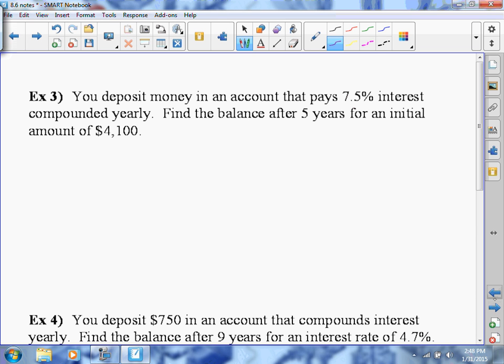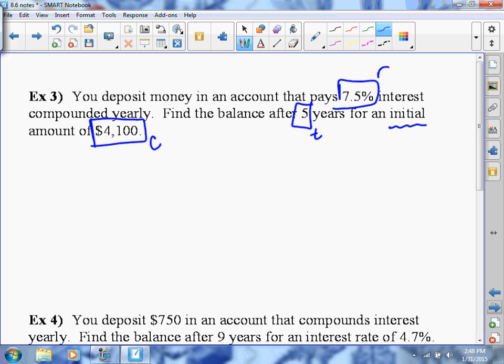Okay, now example 3, same type of problem. We're still dealing with money and how we invest it. It's just worded a little bit differently from how the previous one was worded. Okay? It says you deposit money into an account that pays 7.5% interest compounded yearly. So there again, they're telling you your rate. Find the balance after 5 years. That's your time. For an initial amount of $4,100.